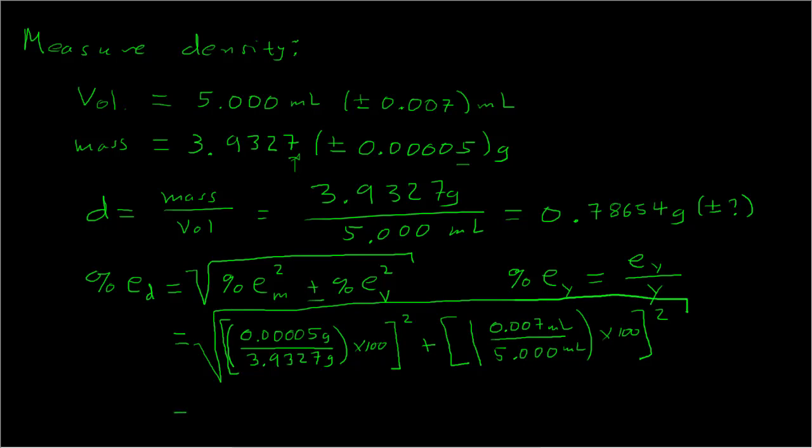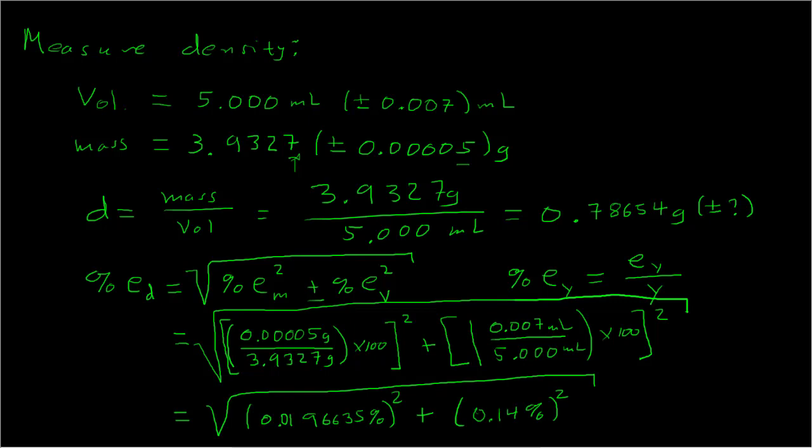So now we need to carefully put that in here. And so what I'm going to do is calculate these percentages first, and then I'm going to go through in a couple of steps and do that. So let's get some numbers here. So calculate that first percent relative uncertainty. So now we get these two percentages, 0.01966% and 0.14%.